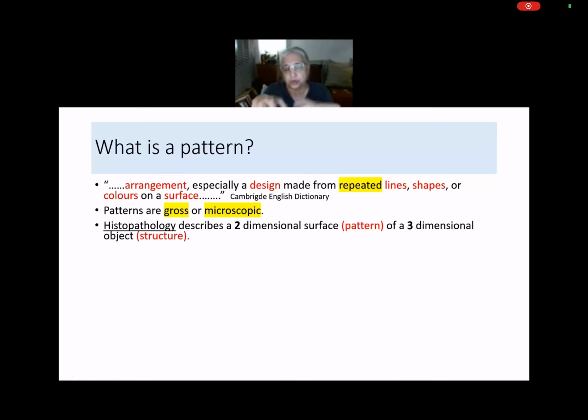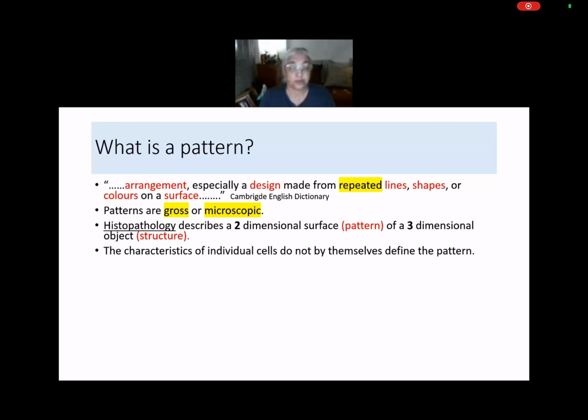Now, what does histopathology do? Microscopy describes a two-dimensional surface, because the description of a pattern is something that you see in two dimensions on a surface. And that's what we call a pattern of a three-dimensional object, which is called a structure. Just like the radiologists do, we have to look at a two-dimensional pattern and create in our heads a three-dimensional structure, an object. That, to me, is one of the first lessons we have to learn when practicing histopathology: to convert what is three dimensions, shown as two dimensions on a flat surface, because all our slides are flat, into a three-dimensional object. Please remember this and try to do it every time.